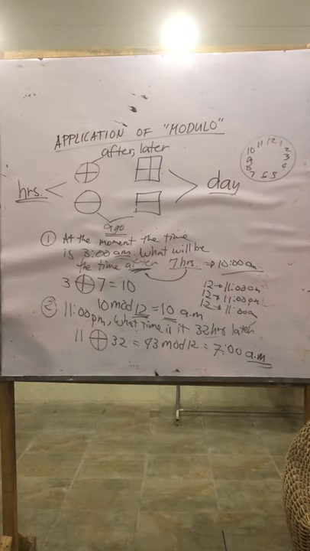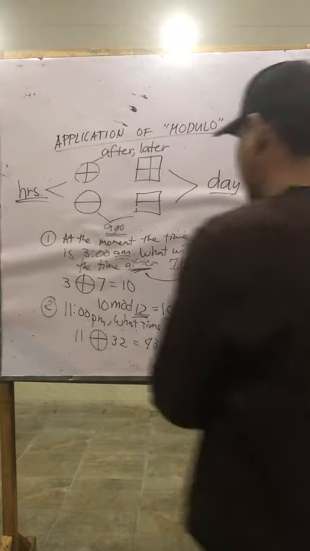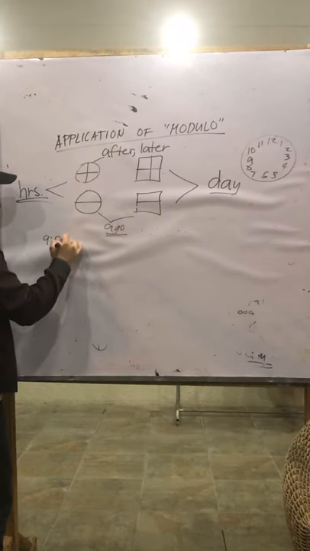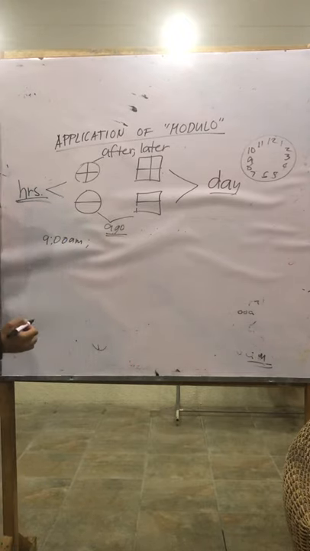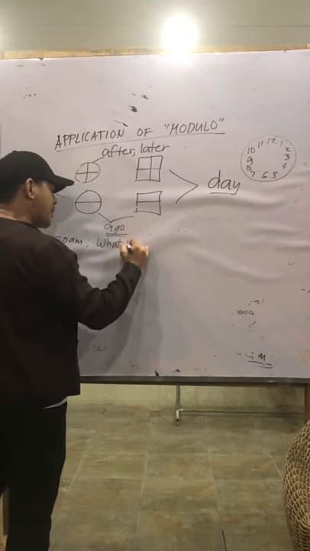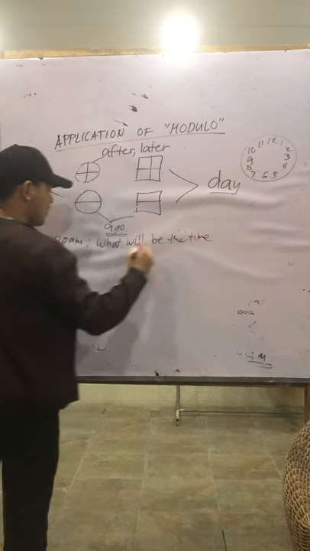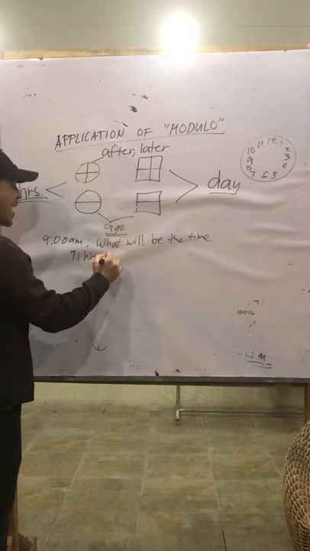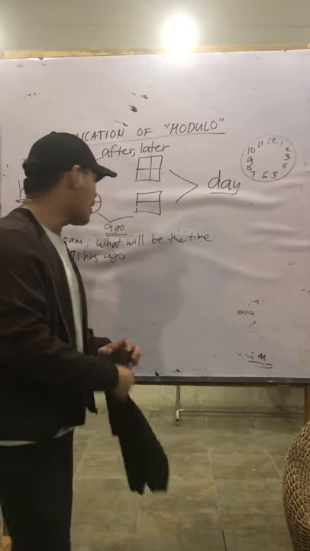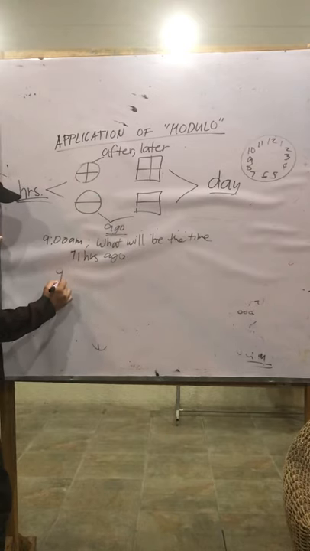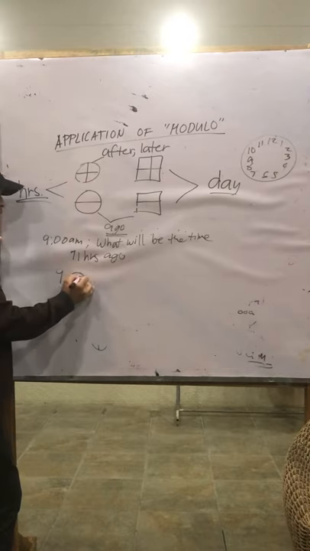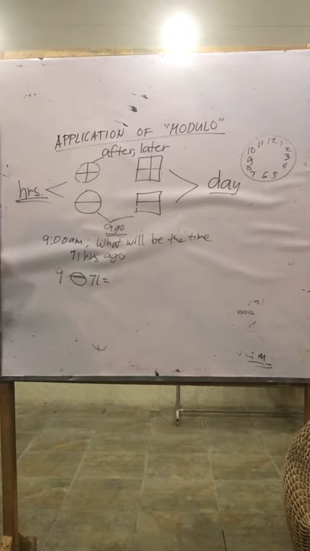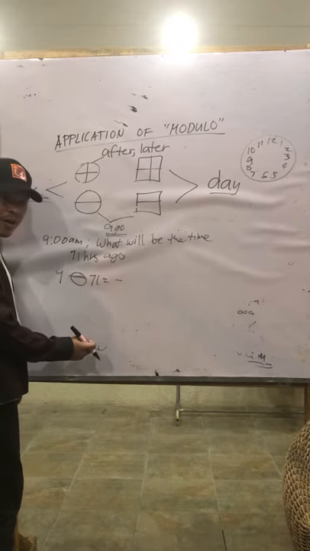Okay? So, let us have another example. What if we have this example? Let us say that at the moment it is 9 a.m. So, what will be the time 71 hours ago? Okay, we have 71 hours ago. Therefore, the given time is 9 minus the hours. 9 minus 71, that will be negative 62, right?